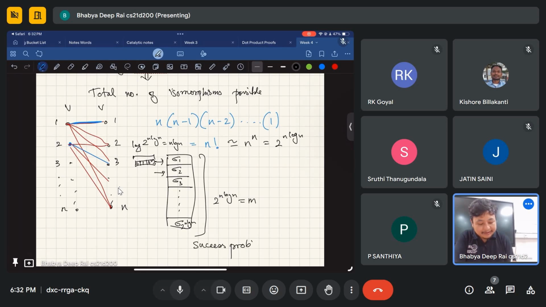What is the chance you make an error? What is the probability that this is a correct permutation? It is 1 by 2 to the n log n. So the success probability is so small. It could be any of the permutations, right? So the success probability is very low. Even if we become clever and don't toss so many coins, the success probability is still very low. So we cannot get one half like before, right? Kishore, is that right?